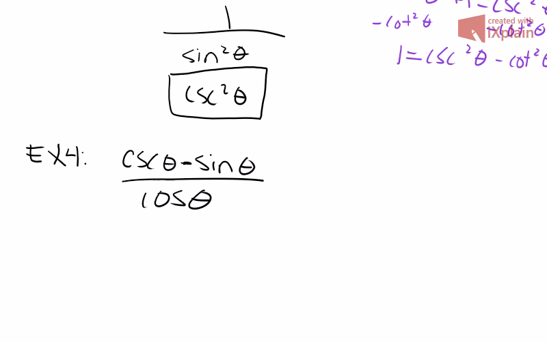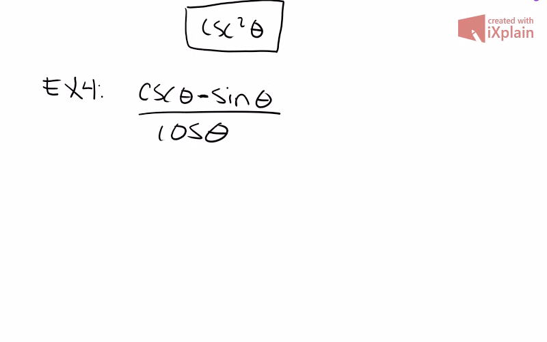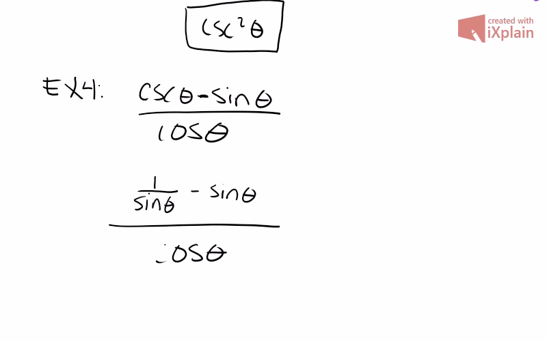I'm just going to try something, because this is one of those things where you may not see it right off the bat. Just got to try something. I don't think this is going to get me anywhere, but I can try changing that into 1 over sine theta minus sine theta. Okay, and then cosine theta is still at the bottom. So I just changed that in terms of sine. So, where can I go from here?